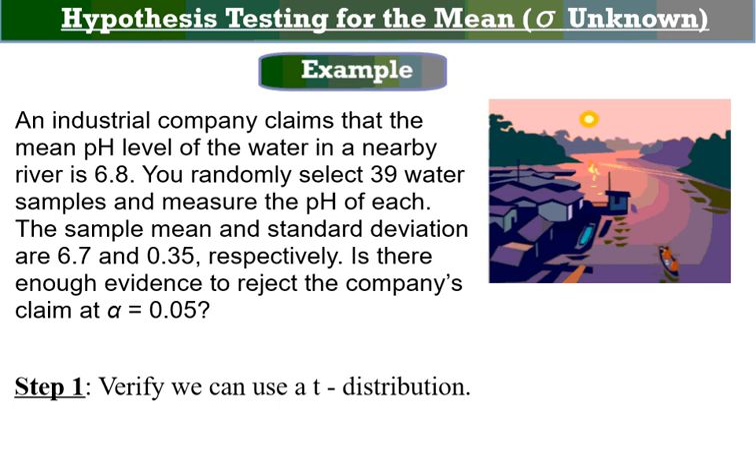So we randomly select 39 water samples, measure the pH of each. The sample mean and standard deviation are 6.7 and 0.35 respectively. If it's a little lower, it will be, I believe, more acidic, but you'd have to check that. So we're going to see whether the claim made by the industrial company seems to be legitimate.